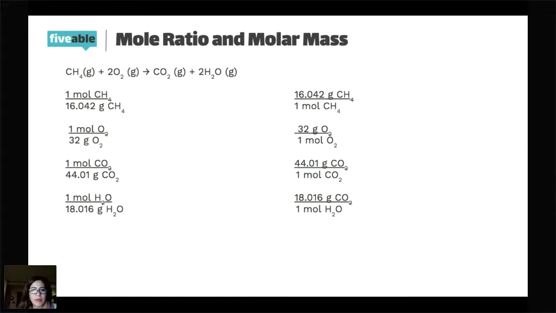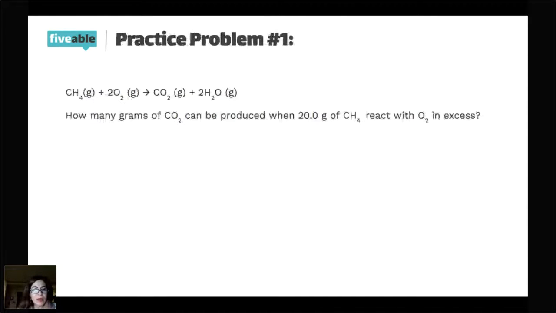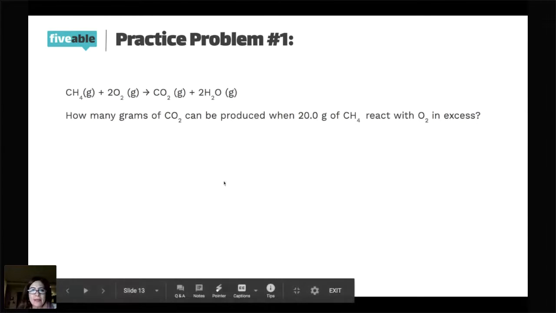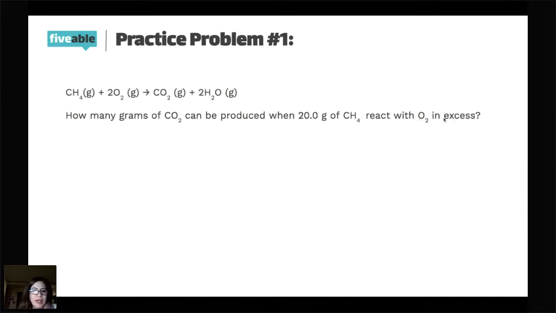So let's start with problems. Let's suppose that we have the same equation and they're asking us how many grams of carbon dioxide can be produced when 20 grams of methane react with oxygen in excess. When you see this concept, oxygen in excess, it means that you don't need to worry about oxygen because you will have enough for the reaction. So your focus should be on the other given. So 20 grams of methane.